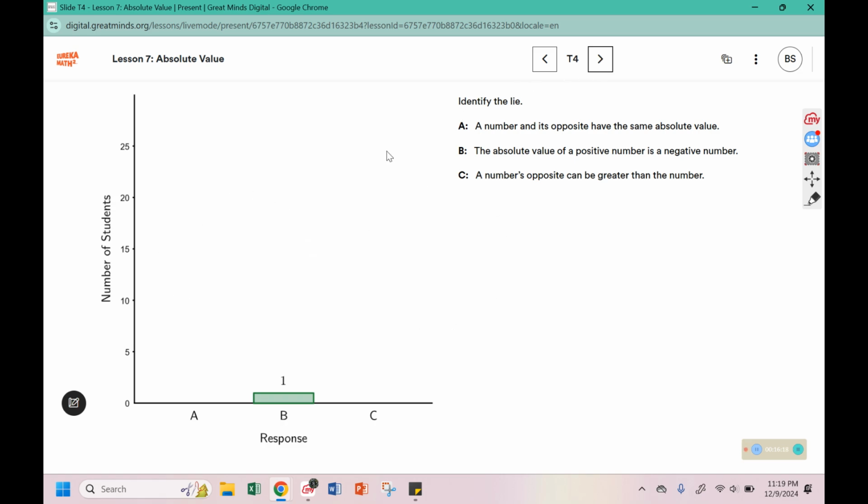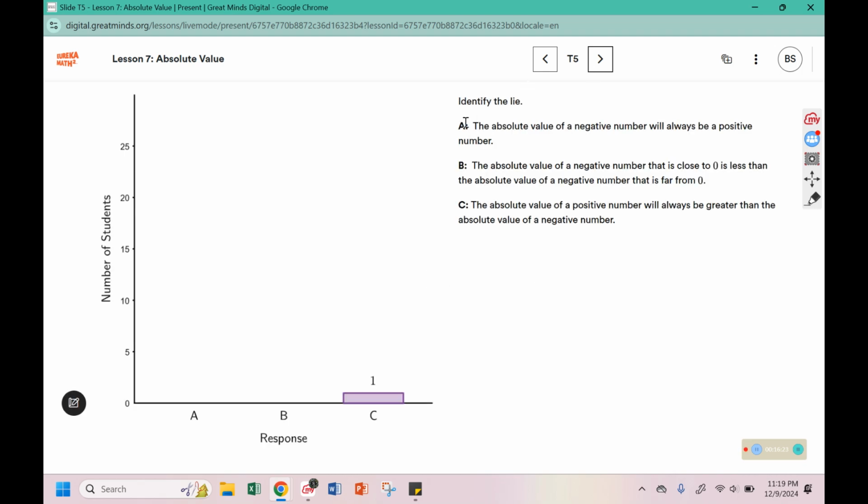So here you can see when we identified the lie, we said B was the lie for the first one, and C was the lie for the second one.